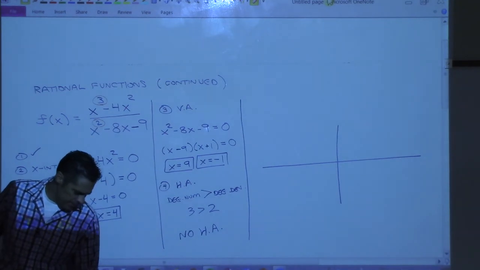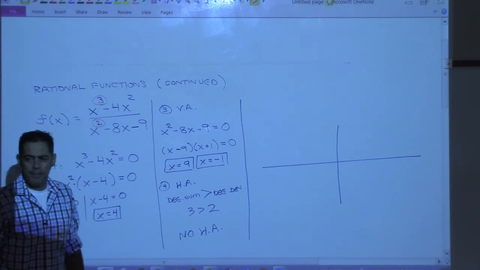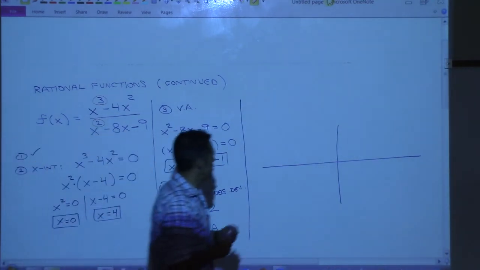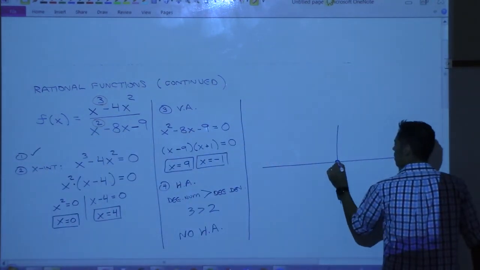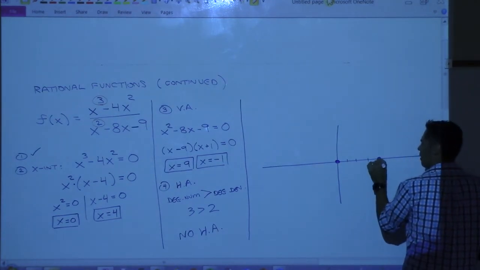So I'm going to put my x-intercepts first. Are you following? So what should I put on my graph first? 0 and 4. I'm going to put dots. 1, 2, 3, 4. At 4, I put a dot.